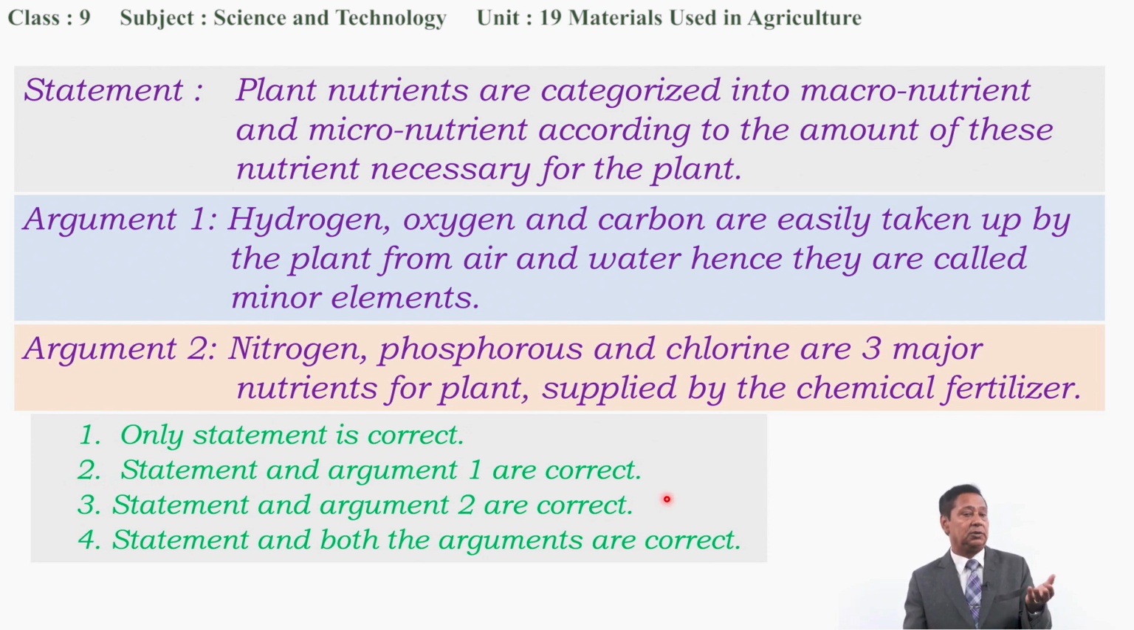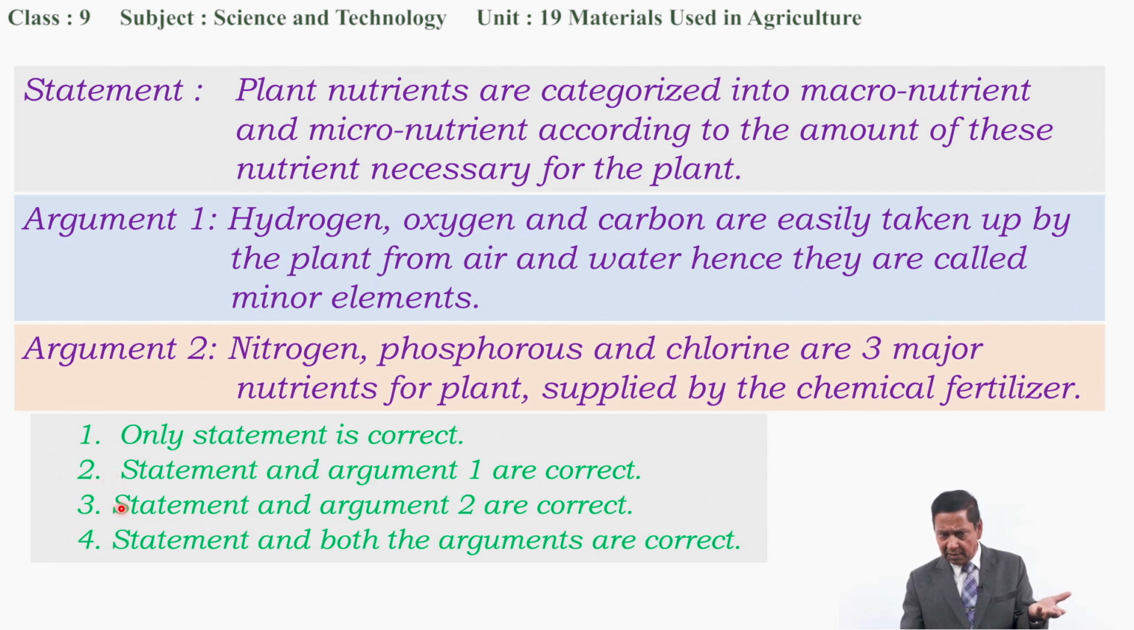Statement and argument 1 are correct. The statement is correct, we know. But argument 1: hydrogen, oxygen and carbon are easily taken up by the plants from the air, yes, and water. Hence they are called minor elements. No. They can be taken up from the air and water, but they are required in huge amounts. That's why they are not minor. They are what? Major elements. So argument 1 is incorrect. Option 2, we have to drop it down.